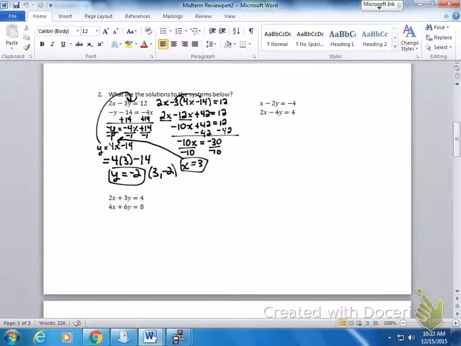Now let's move over to the next one on the right. x minus 2y equals negative 4. 2x minus 4y equals 4. Now this one is set up for elimination, so you just need to choose what variable you're going to eliminate. I'm going to try to eliminate the x's.